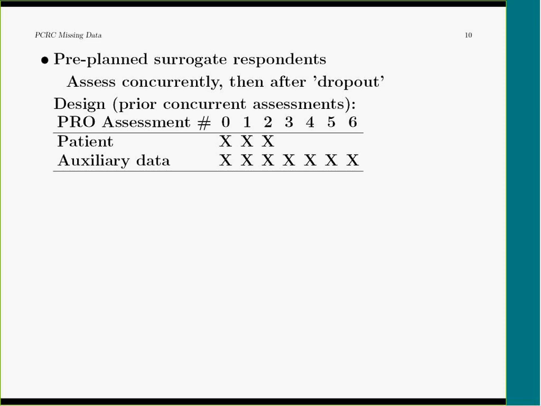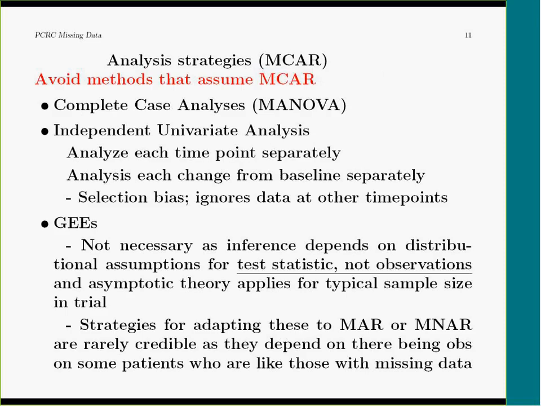If you just go after you finish the study and say, we have a problem, I wonder if we collected data on something that we might be able to use, in most cases the answer is you didn't. But if you had thought about it ahead of time, you might have added in something to do that. So getting into the area of analysis, we avoid methods that assume missing completely at random.